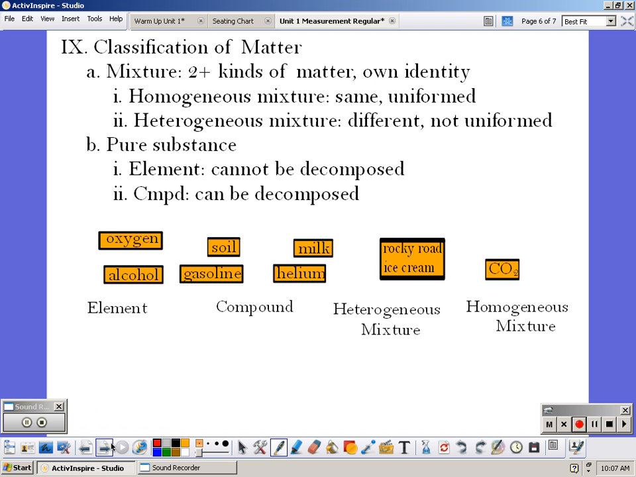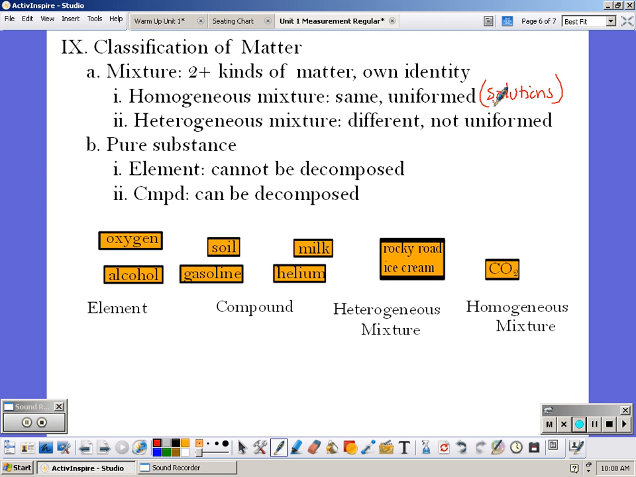The classification of matter. So you can have a pure substance, which is an element or a compound, and we've already talked about how to tell the difference. Or you could have a mixture, which is 2 or more kinds of matter, but they have their own identity. In a homogeneous mixture, you have 2 or more kinds of matter, but it looks the same to our eyes. Homogeneous mixtures are often called solutions. So when you make your iced tea, that is a homogeneous mixture because you can't see the difference between the tea and the water. A heterogeneous mixture, you can see the difference.